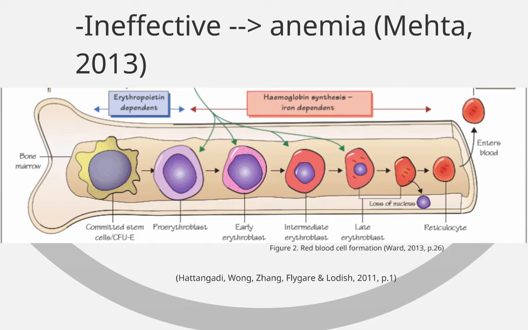This young proerythroblast contains a nucleus. Cell differentiation and division then occurs, causing the cell to shrink, and the formation of hemoglobin in the cell's cytoplasm, which is reliant on the presence of iron, B12, and folate. This process continues until the cell ejects its nucleus, becomes a reticulocyte, and leaves the bone marrow to enter the bloodstream.